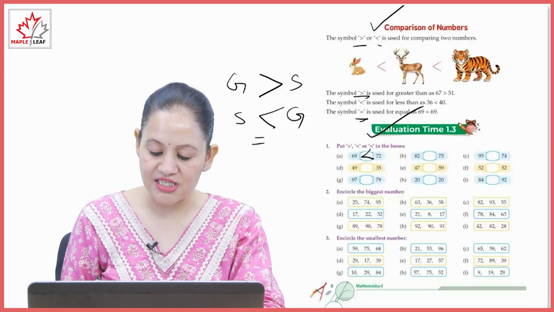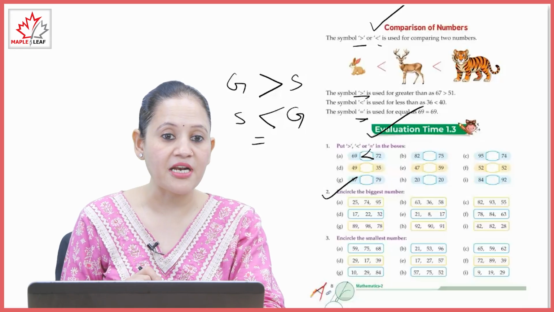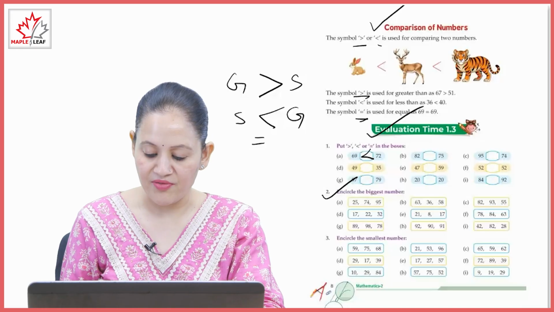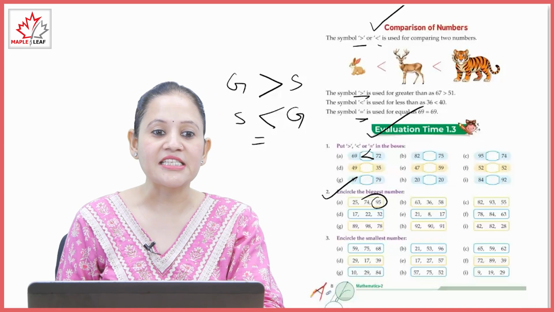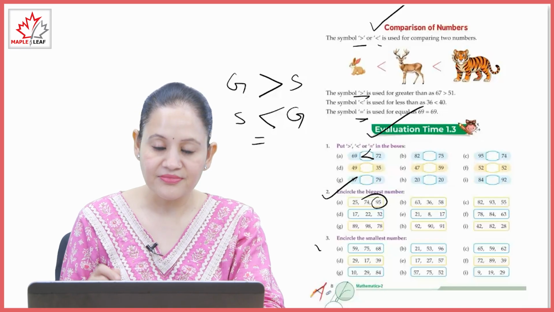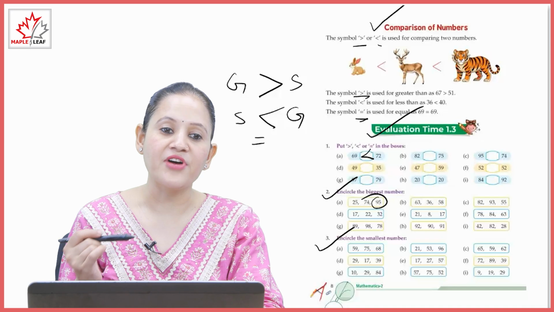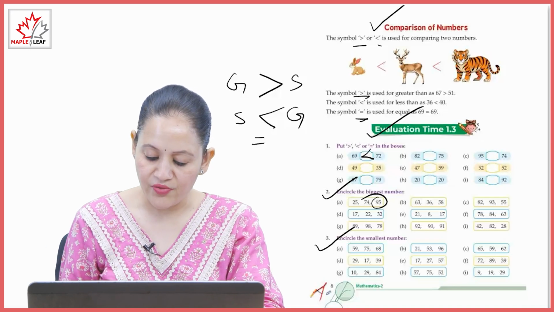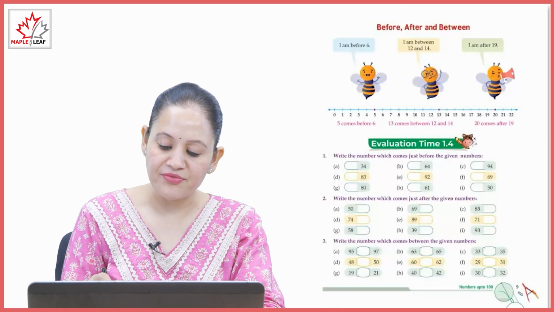Next, encircle the biggest number. जो भी number है इनमें से जो भी सबसे बड़ा number है उसको हमें circle करना है. So 25, 74 and 95. Among these numbers 95 is the greatest, so we'll circle it. Clear? Next, encircle the smallest number. यानी सबसे छोटे नंबर को हमें सर्कल करना है. 59, 75 and 68 में से देखें तो smallest is 59. So we'll circle it. Next is before, after and between.